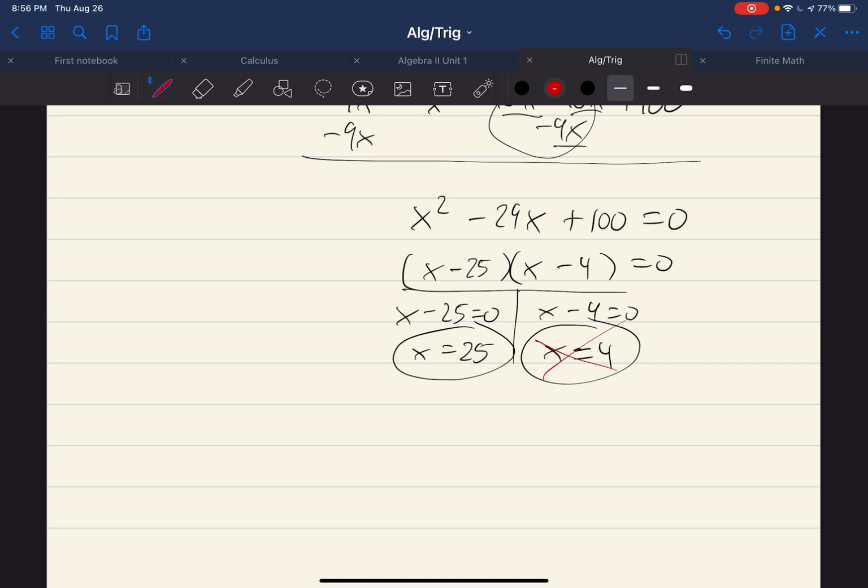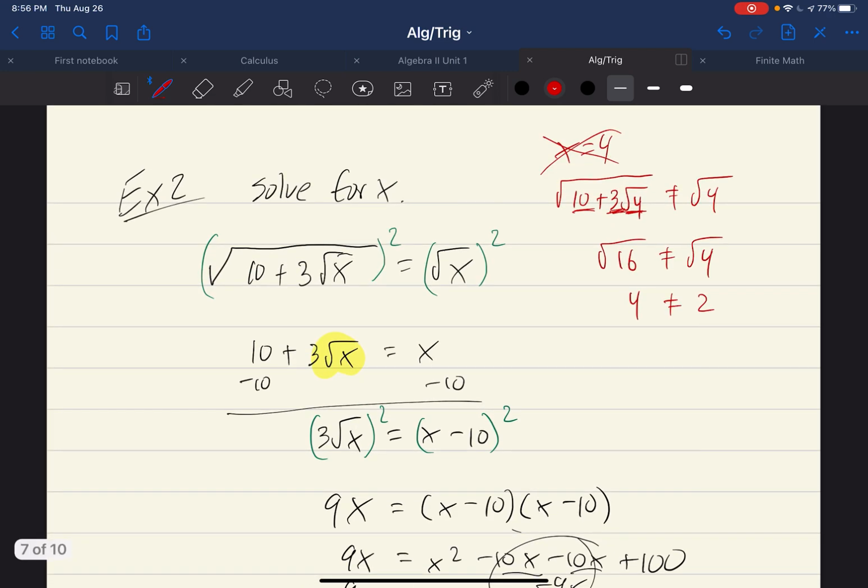And when you cross the solution out, because it doesn't work in the original problem, it's called an extraneous solution. So that's what we call it. So the only solution that does work is the 25.